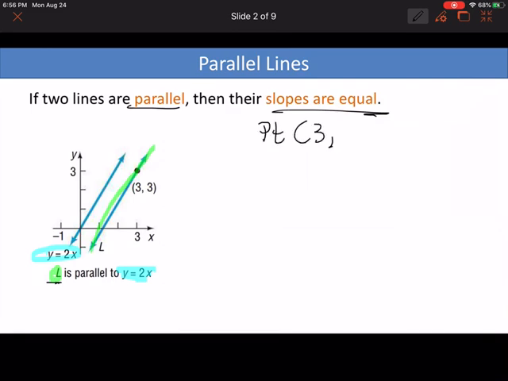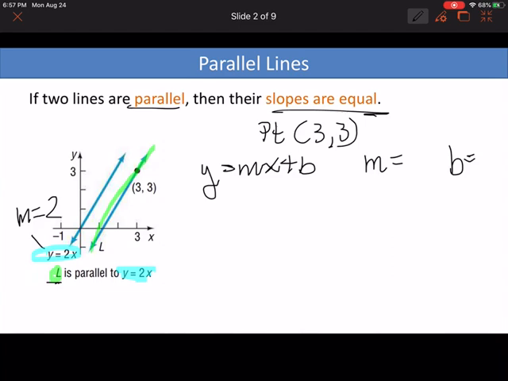3, 3, but we remember that y equals mx plus b, we need the m and the b. I need one of them to be able to find the other, since I have the point. Well, since I know they are parallel, the statement says, if they're parallel, then the slopes are equal. So this slope for this line m equals 2, and since L is parallel, L also has a slope of 2. But we can't determine the y-intercept.